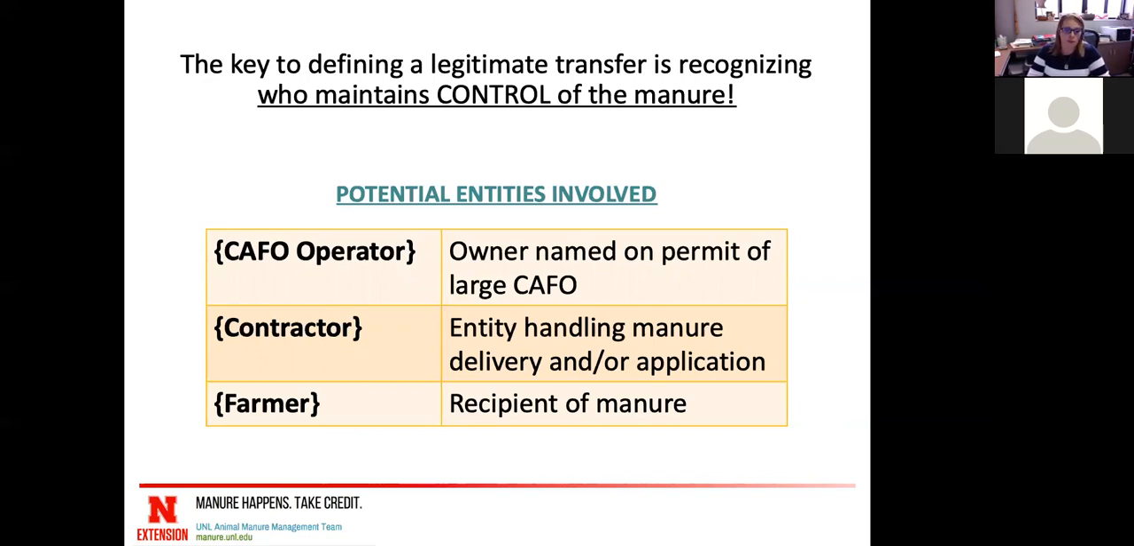The contractor may or may not be involved, but this would be like a custom manure hauler or just someone who helps either deliver manure to a site, or deliver and apply that manure, off of the animal feeding operation. And then the farmer in this scenario is someone not associated with the animal feeding operation, and they're the person receiving the manure for use on their cropland.